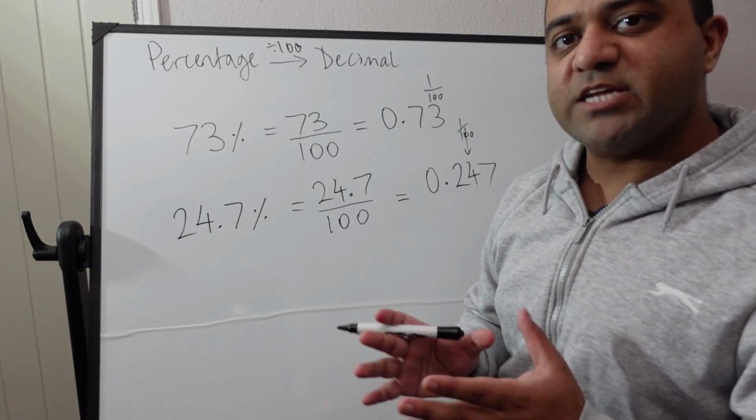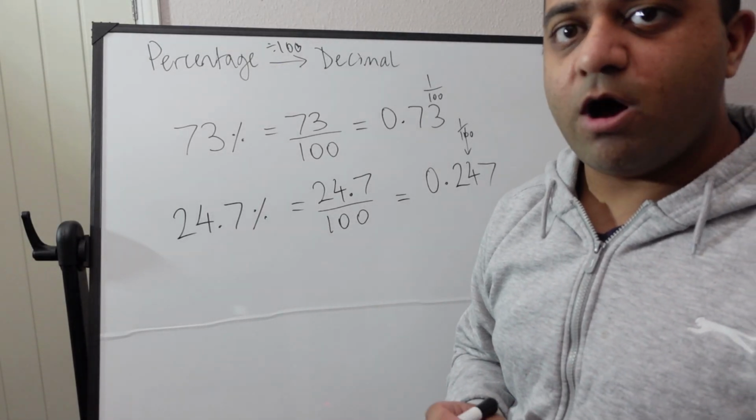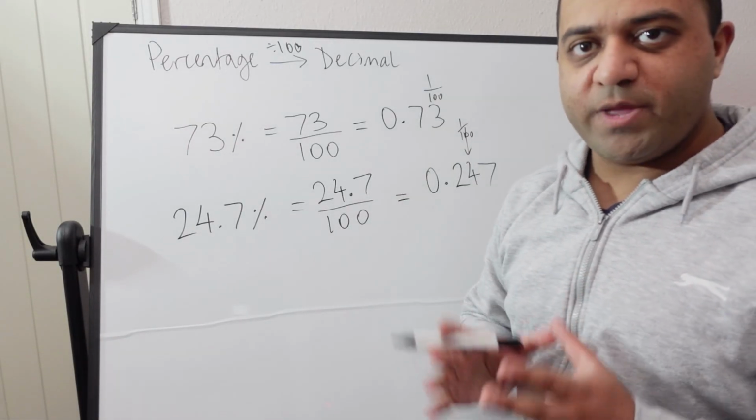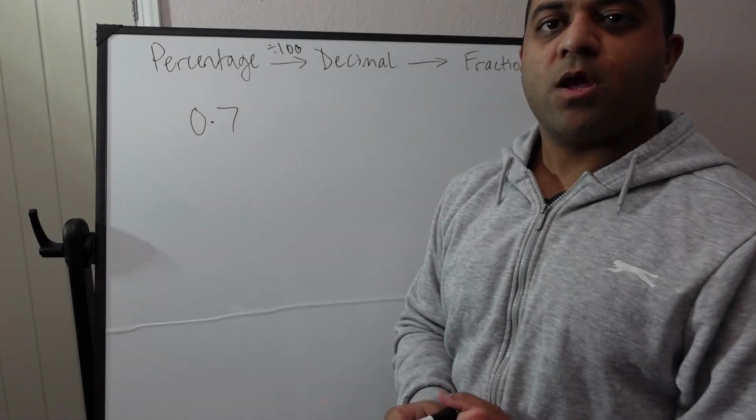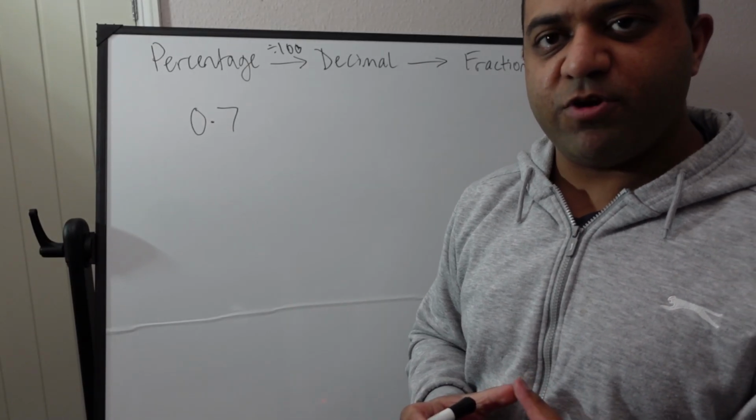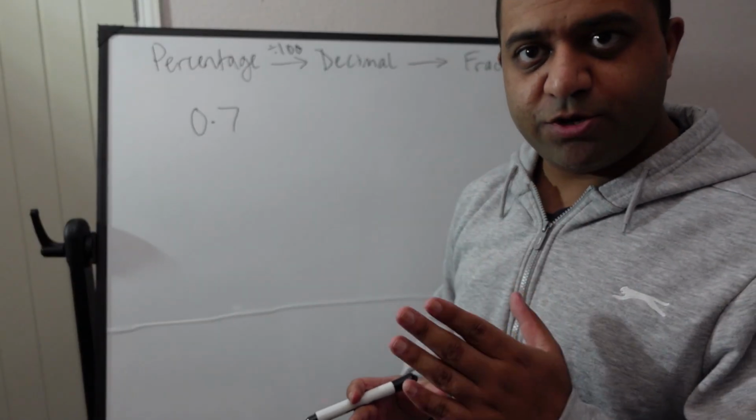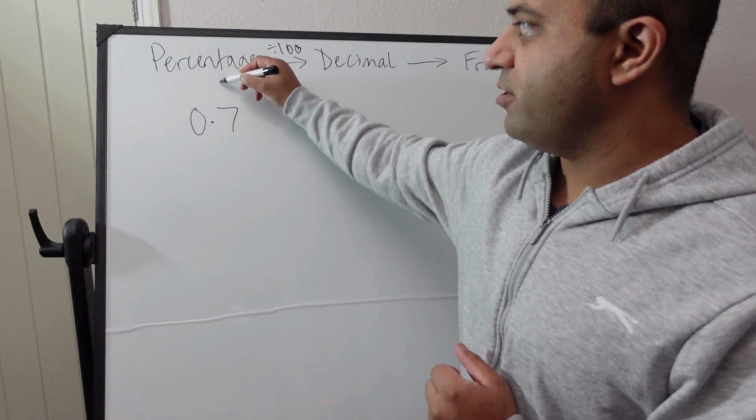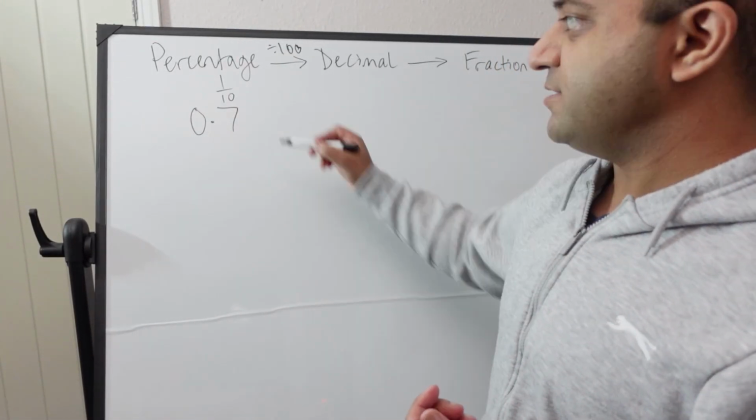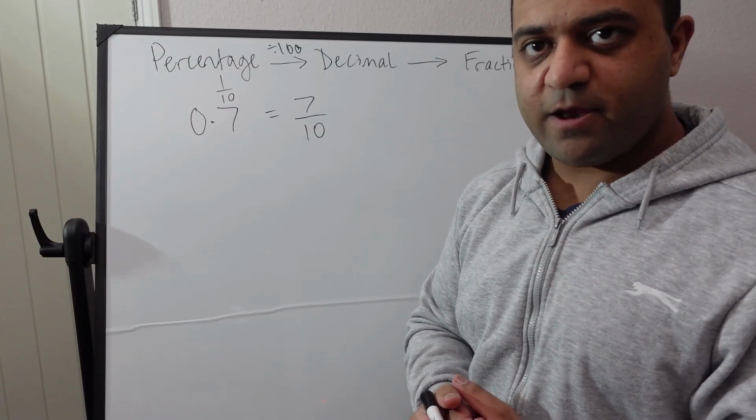Now what about from decimals into fractions? This technically is the hardest one, or can be the hardest one, but hopefully we'll be able to understand how. Okay, let's start with a simple example. We want to convert 0.7 into a fraction. Well, if we look at the position of the decimal, this 7 is in the 10ths position. So we can simply write down that this is 7 over 10.